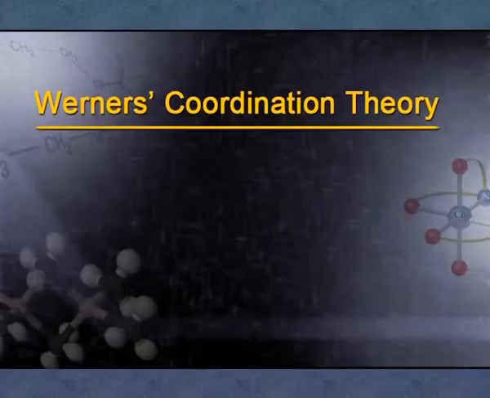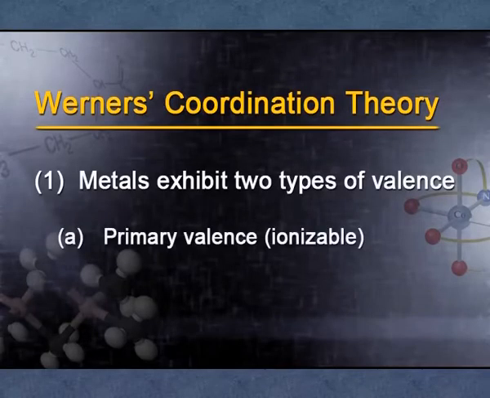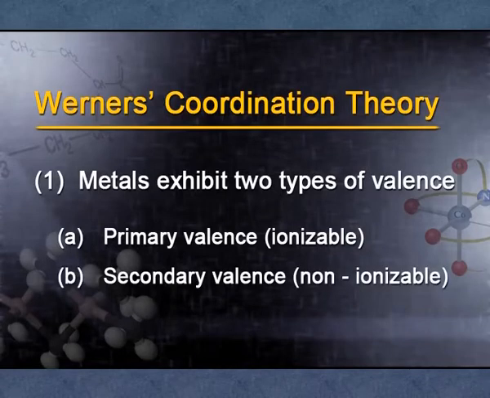His observations have been divided into two categories known as postulates and experimental evidences. According to Werner, every metal ion has two types of valencies, known as primary and secondary valencies. Primary valencies are also known as ionic valency; they can be easily ionized. Secondary valencies are non-ionizable. Primary valencies are satisfied by the anions only. Cations or neutral molecules cannot be counted for the primary valencies.